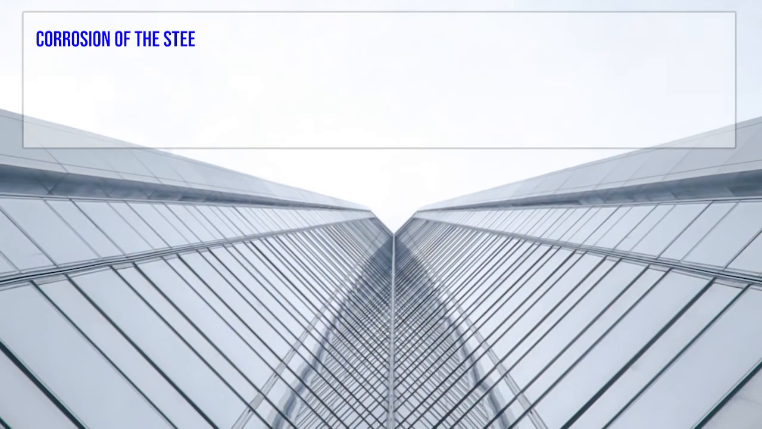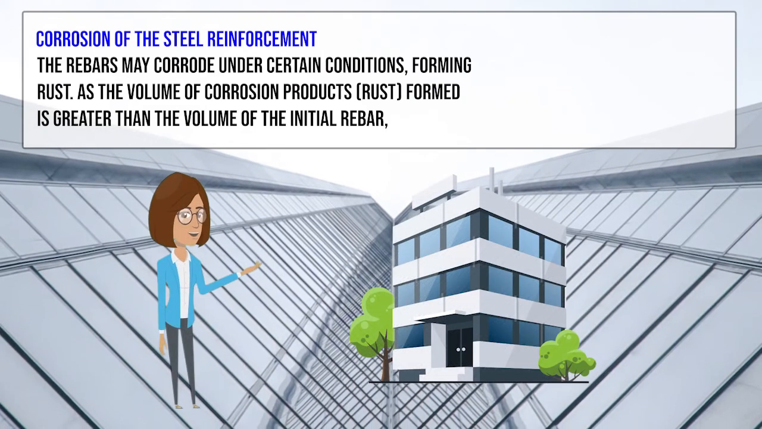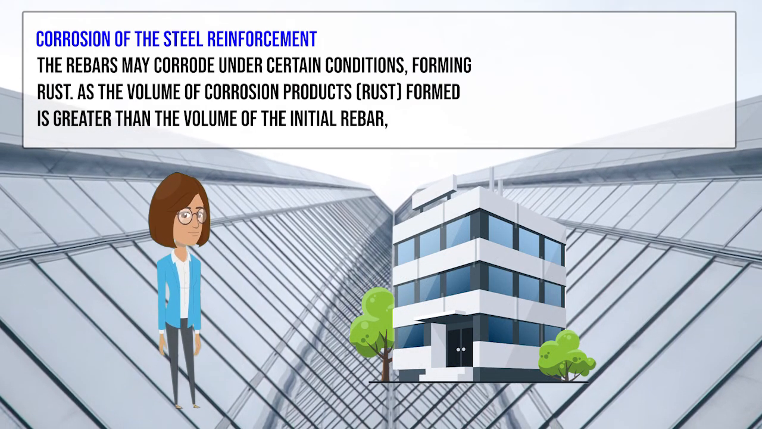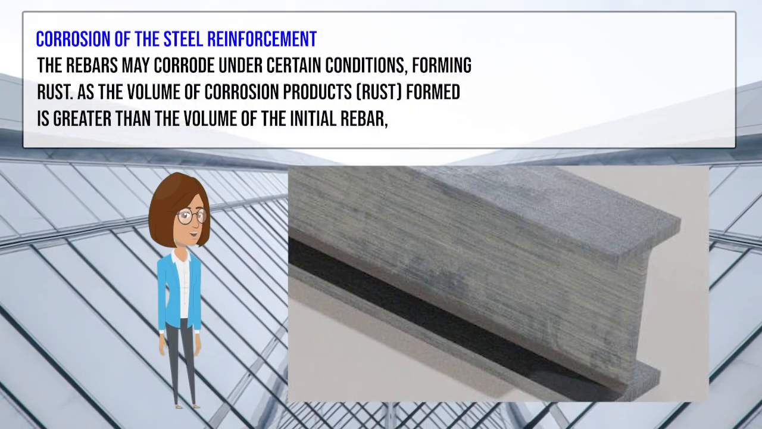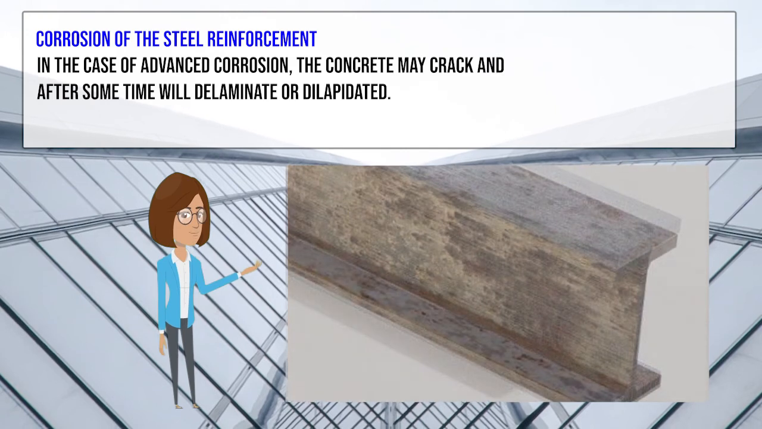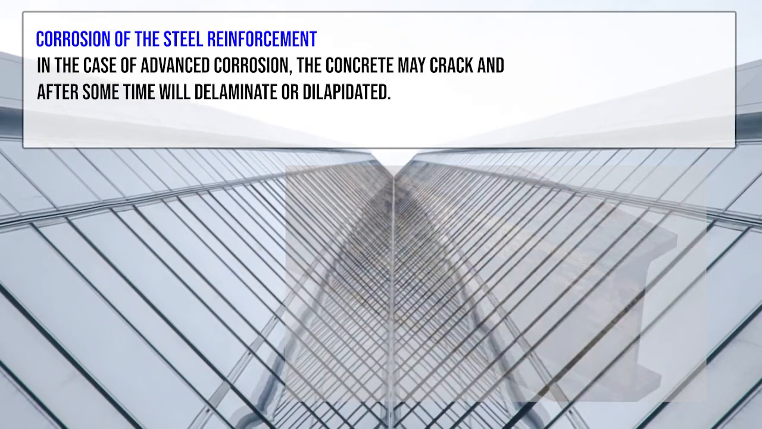And corrosion of the steel reinforcement. The rebars may corrode under certain conditions, forming rust. As the volume of corrosion products or rust formed is greater than the volume of the initial rebar, this causes tensile stress on the concrete. In the case of advanced corrosion, the concrete may crack and after some time will delaminate or dilapidate.